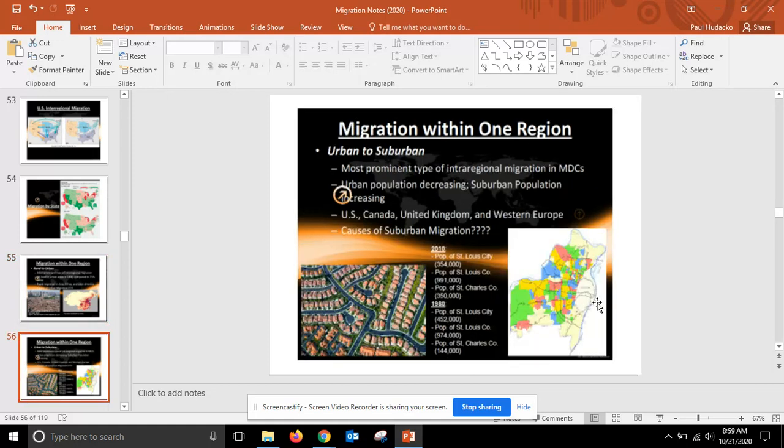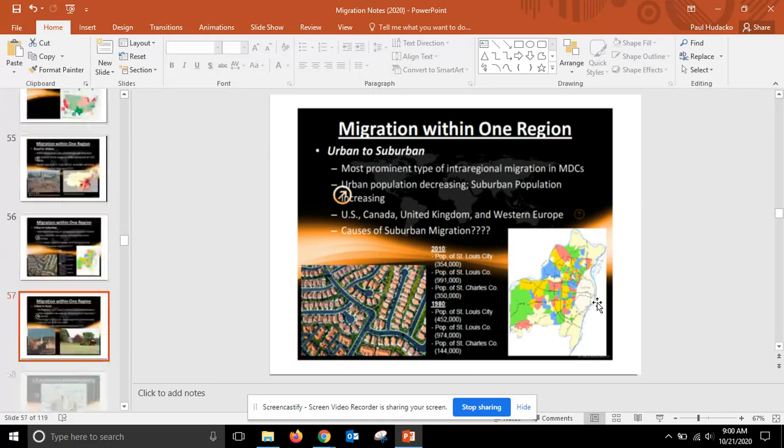Then we move here to suburbanization. This suburban migration is going to be more prominent in MDCs. You're going to see this occurring more in MDCs like the United States, Canada, UK, and parts of Western Europe. What happens is people are leaving urban areas and they want a slower way of life, less taxes, more space, bigger families. That is where you start to see bigger houses for families. And so what you see is they move into the suburban population. So while urbanization is occurring more rapidly in LDCs, suburbanization is happening more frequently in MDCs.